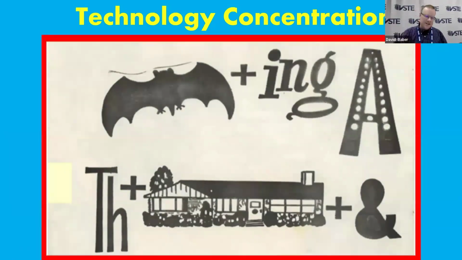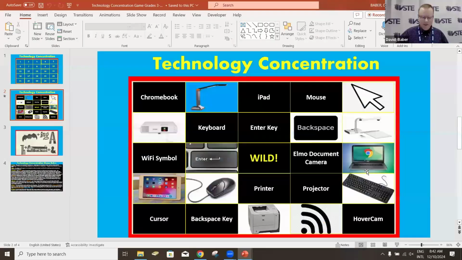So if you're not sure what it is, we first see a bat with "ting," bat-ting, "a," and then you have "th," and then a house, and the ampersand: batting 1,000. And there's the answer to the rebus right there. So the winning team can get the bonus of solving the rebus puzzle if they would like to. So that's one activity right there as an example.